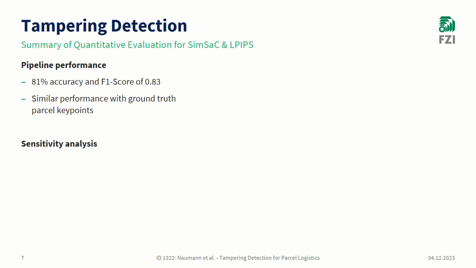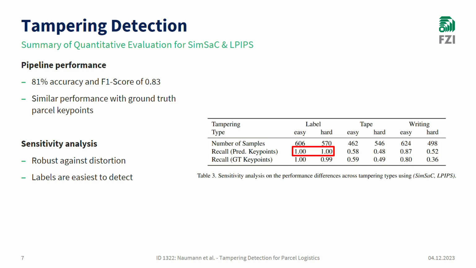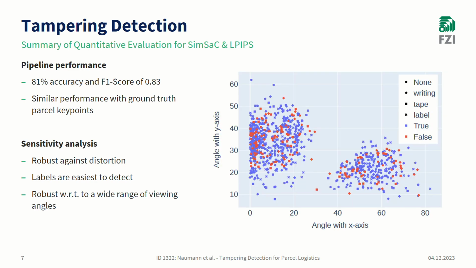We additionally performed 3 different sensitivity analyses. The first one shows that the full tampering detection pipeline is robust against the considered distortion strengths. With respect to tampering types, we found that labels are easiest to detect. And finally, analyzing the dependence on the viewing angles also suggests robustness in this case.